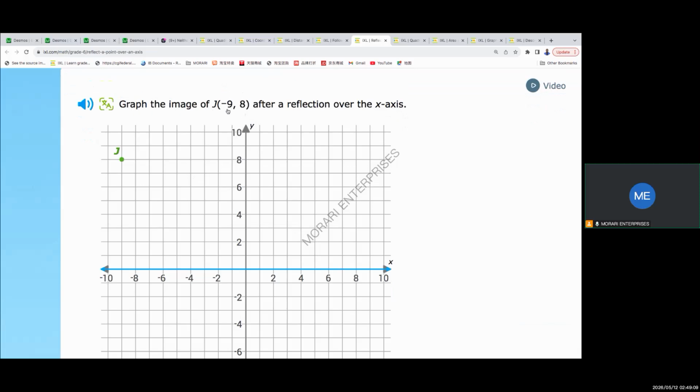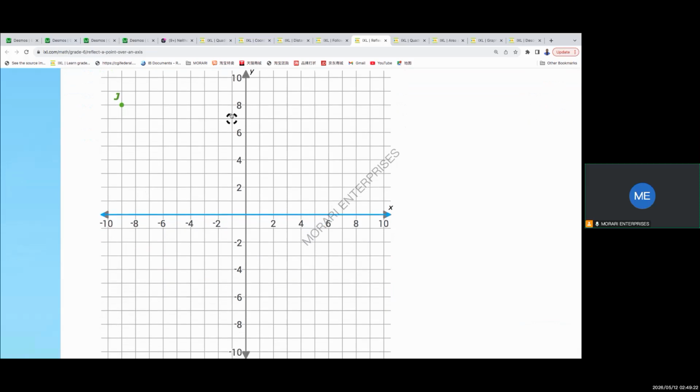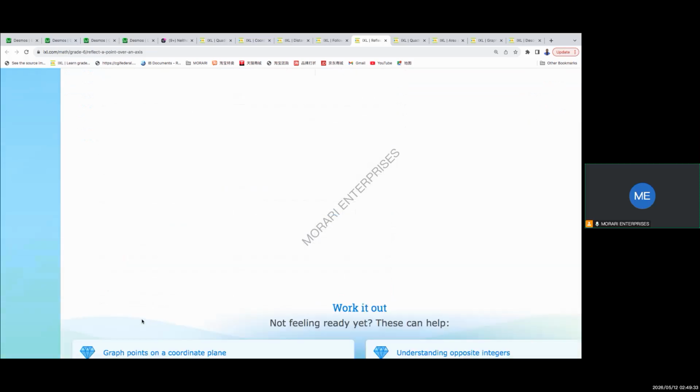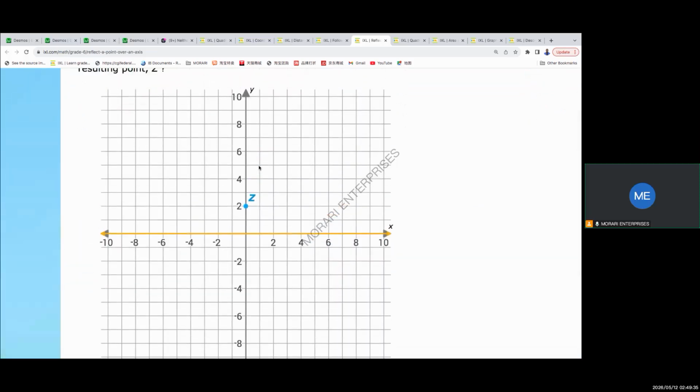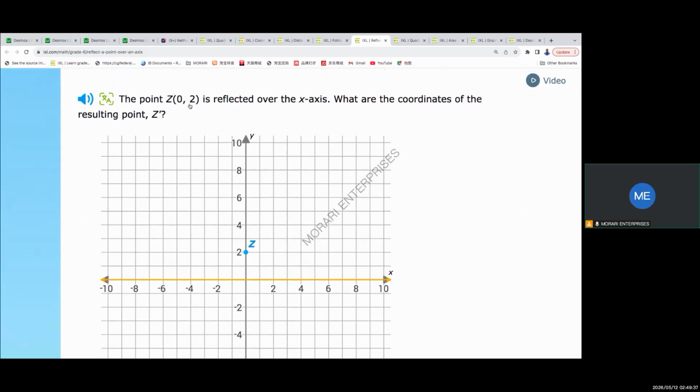Graph the image of this point, -9, so 9 left, 8 up, after a reflection over the x-axis. Now the mirror is this x-axis. So we're going this way now, and 8 units up. So that's how high, 8 units. So it should be 8 units low. So 8 units down. So that's it. And we submit, of course. Awesome.